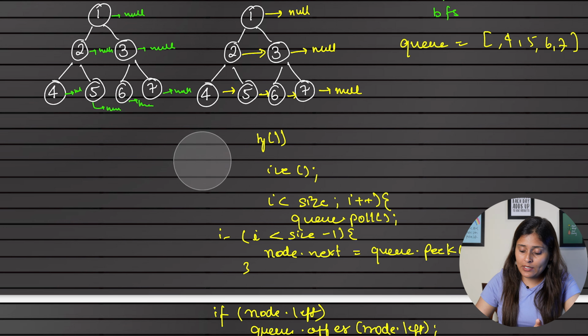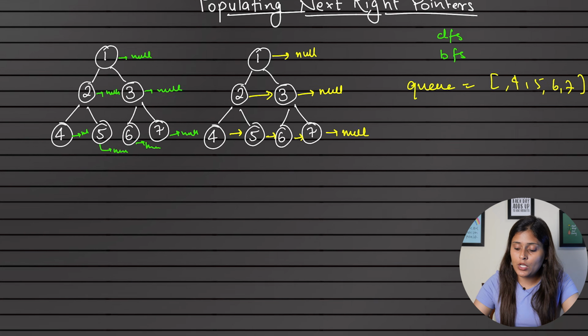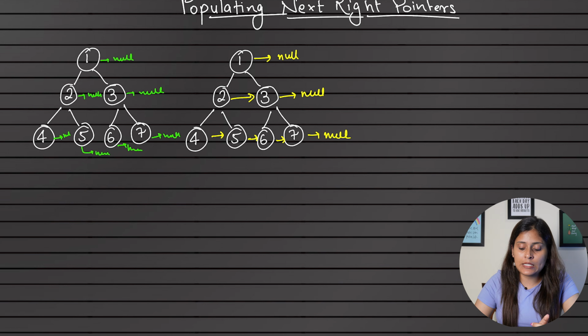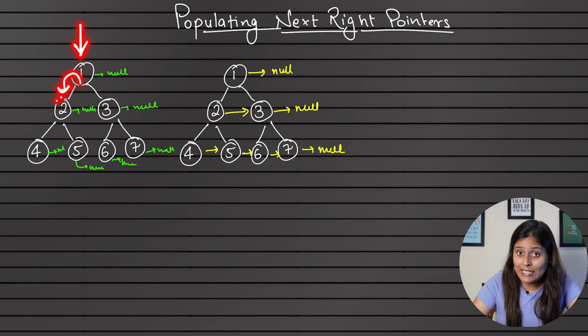Okay, so now we'll think about the DFS approach, and how to think for the DFS approach in this problem. We all know that for DFS we always start from root and we go towards either left or right, but in depth. So then we'll go to 2, then we'll go to 4.